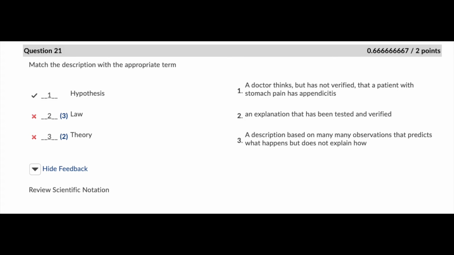And hypothesis was matched correctly because a hypothesis is basically an educated guess. And in this case, it says a doctor thinks but has not verified that a patient with stomach pain has appendicitis.